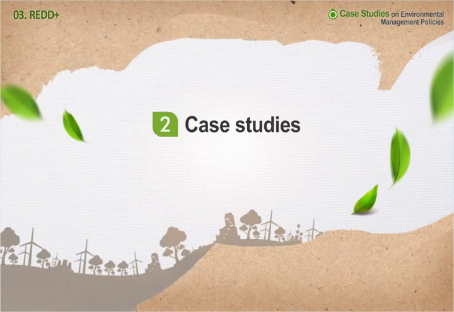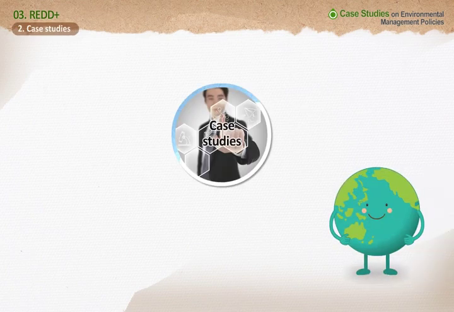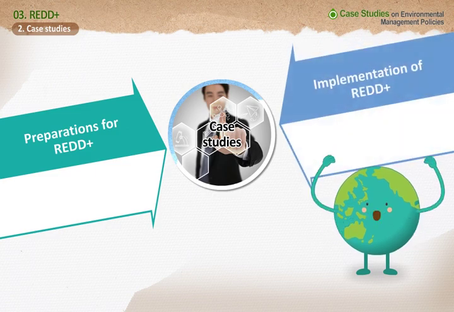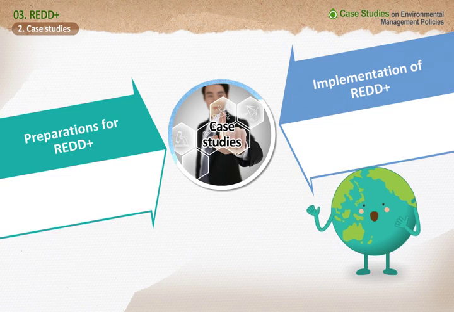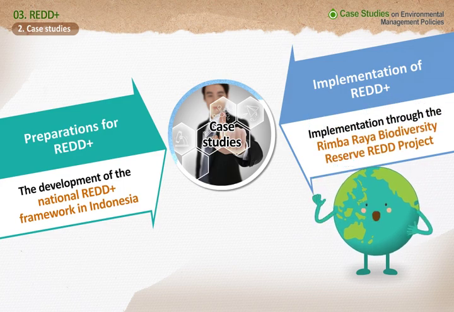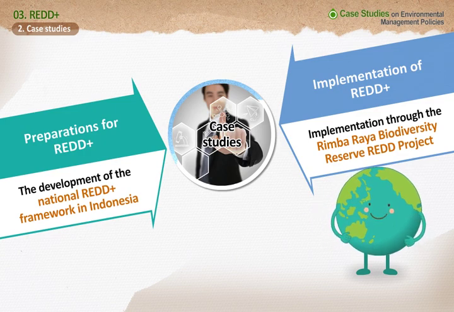Two, case studies. Two case studies are provided below to illustrate preparations for and implementation of REDD+. The first case study describes the development of the national REDD+ framework in Indonesia. The second case study looks at how REDD+ is being implemented through the Rimba Raya Biodiversity Reserve REDD project.